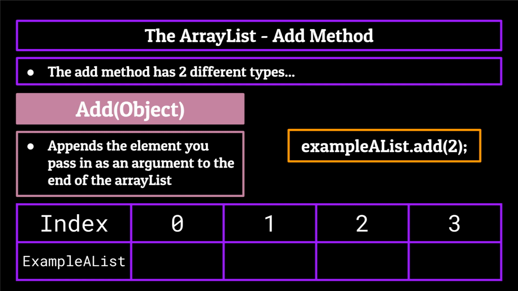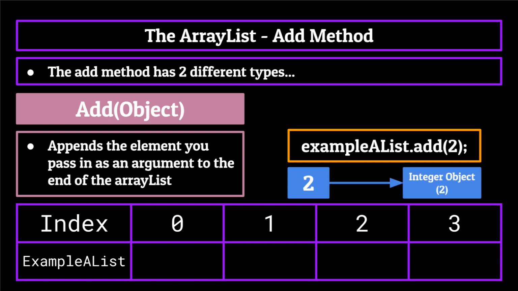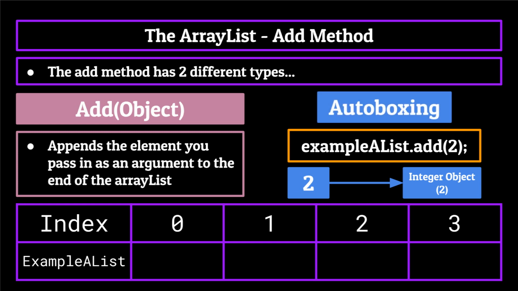Now, normally array lists only hold objects, not primitive types like the integer 2 that we're trying to pass in. However, the computer will automatically convert our primitive integer into an integer object with a value of 2 so that we can still add it easily. This is known as autoboxing and is going to be used throughout the rest of the series to modify data structures with primitive types, so I just thought I'd mention it now so that you're not confused later on.